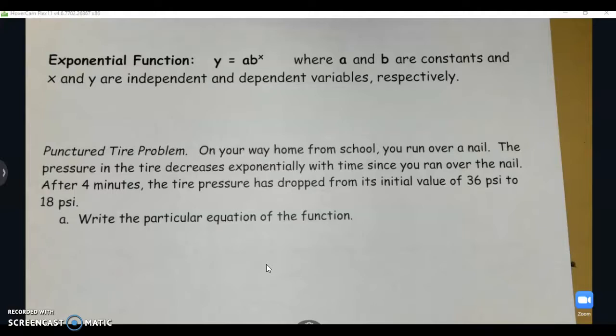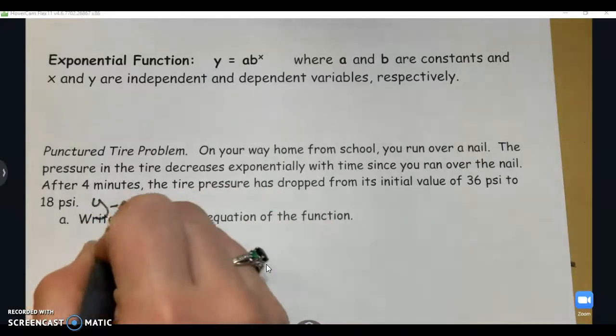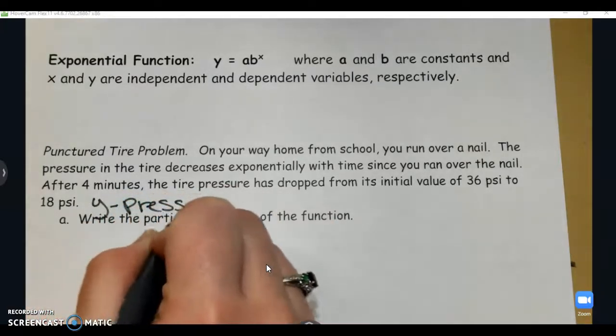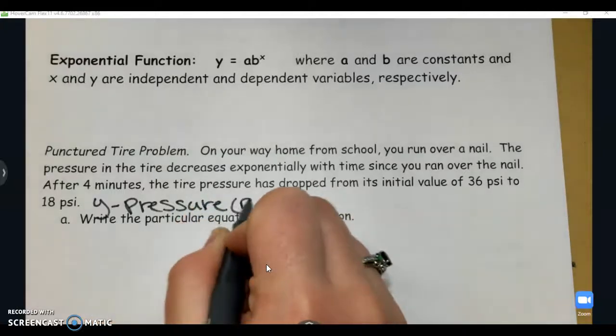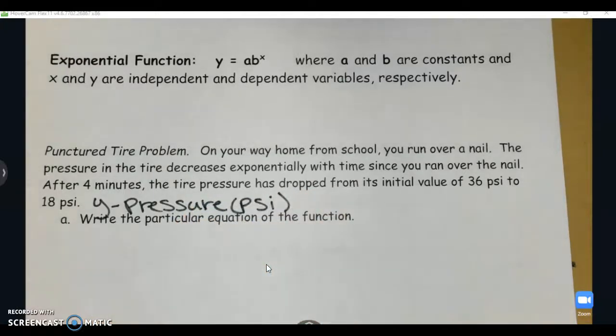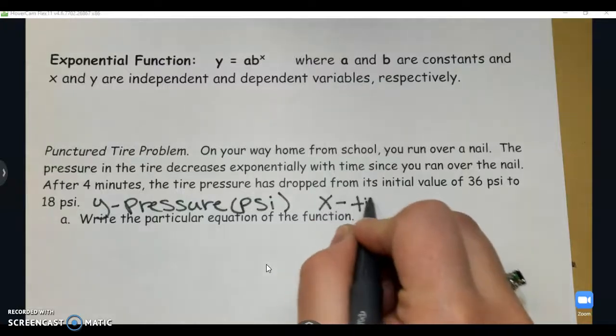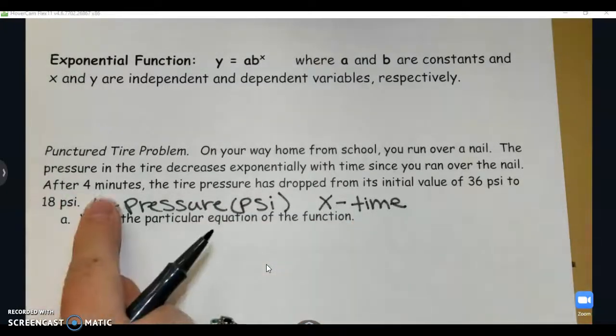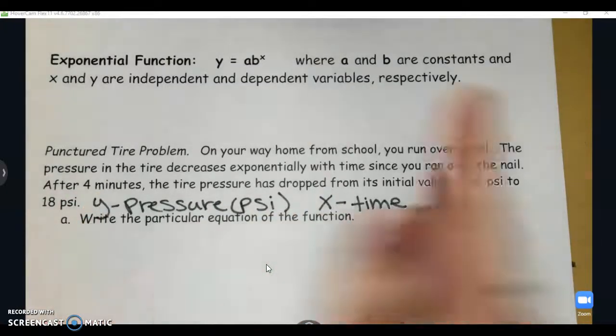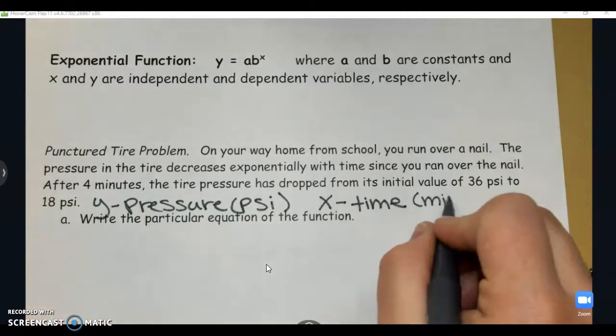So remember, x and y, that's our dependent and independent variables, and we're going to be solving for a and b. So y in this case is going to be the tire pressure, and those units are in psi, pounds per square inch. And then our independent variable x, that is going to be time since we ran over the nail. And in the problem, we were told that the difference was 4 minutes. So we're going to be measuring time in minutes.